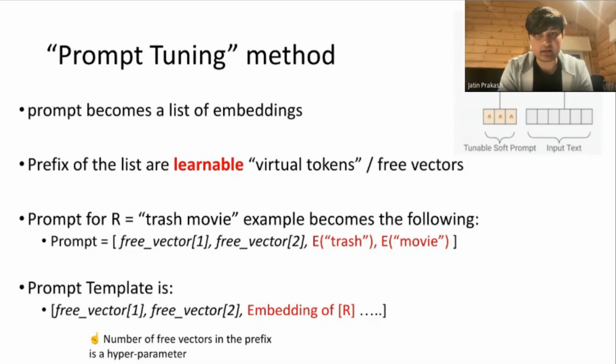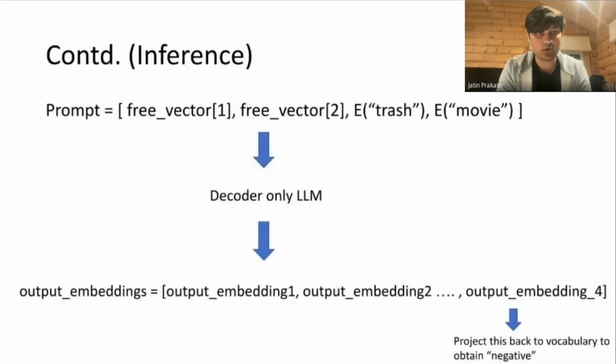And this diagram actually summarizes it quite well. We have a pre-trained model which is frozen the entire time. We don't touch it at all. There's the input text, which is, let's say, "trash movie," and then we have these tunable soft prompts. And these free vectors are what we learn using backpropagation. Okay, I'll move ahead.